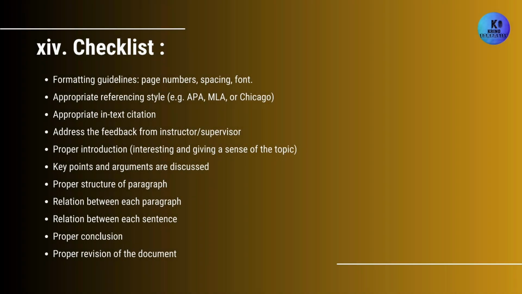And finally, step 14, the final checklist. Before submission, double check the formatting requirements like font, spacing, and page numbers. Make sure your citations follow the correct style, whether it's APA, MLA, or Chicago, etc. Revisit your thesis and introduction. Do they match the paper content? Confirm that each paragraph connects to your main argument and that your conclusion brings everything to a satisfying close. If your supervisor or instructor gave feedback, make sure you have addressed it. And that concludes the complete step-by-step guide on how to write a research paper.